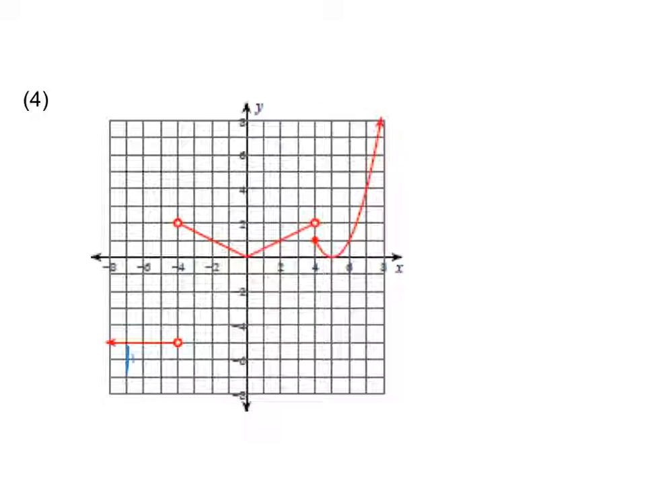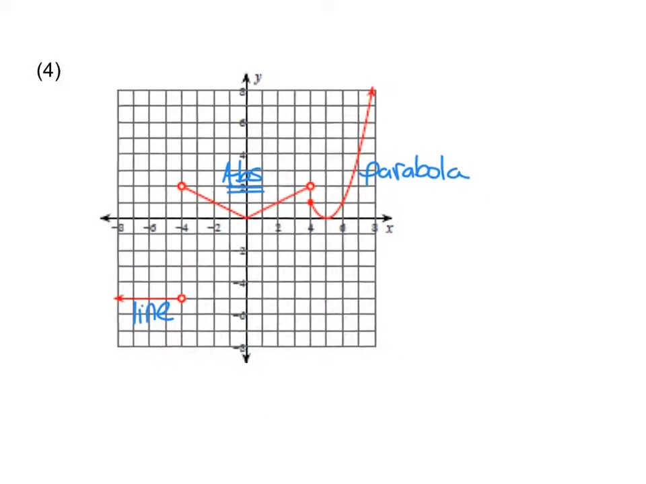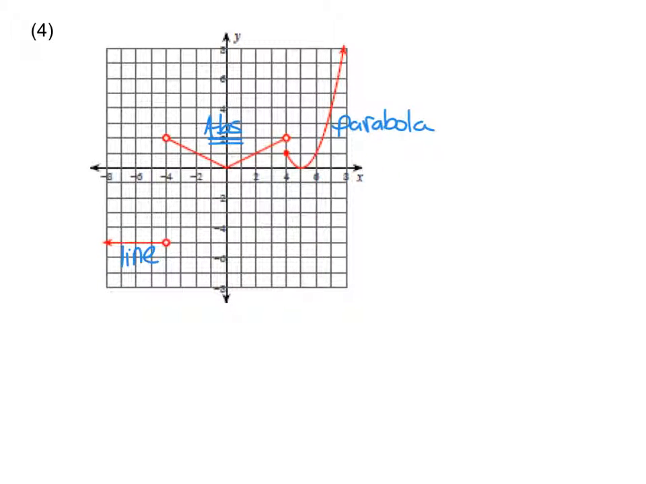So this is a line. That's easy enough. This one's absolute. And this is a parabola. All right. So when it comes to developing my piecewise function, I need 3 pieces. So f of x is going to be equal to my 3 components. I need the equation for each one of them.